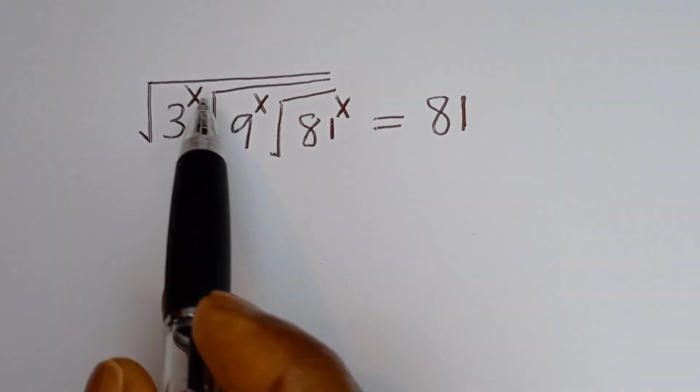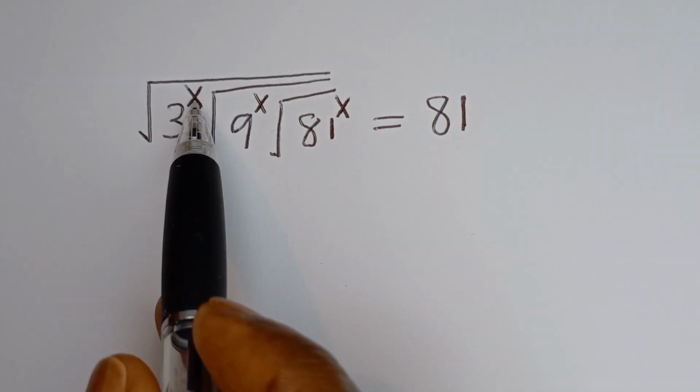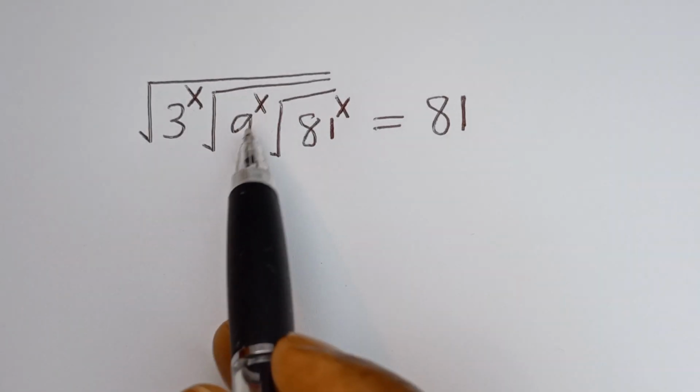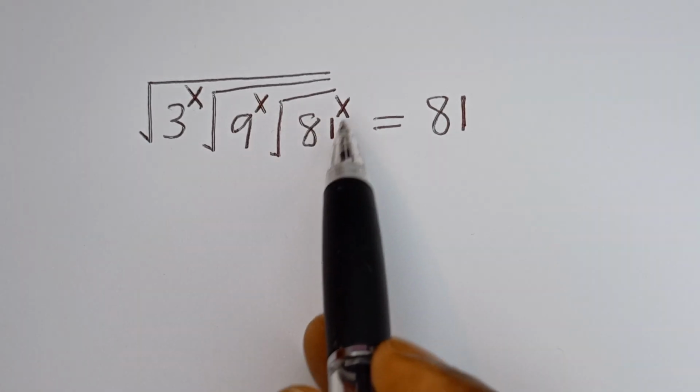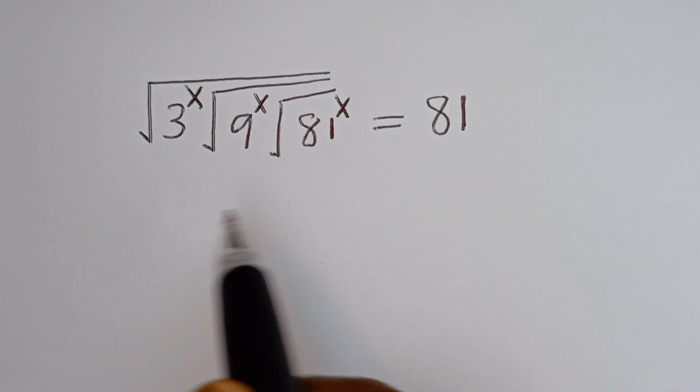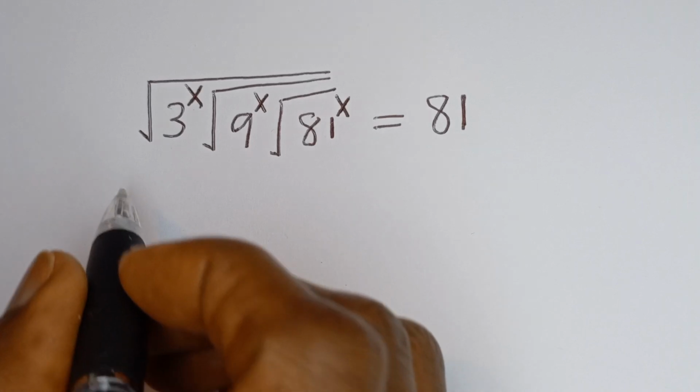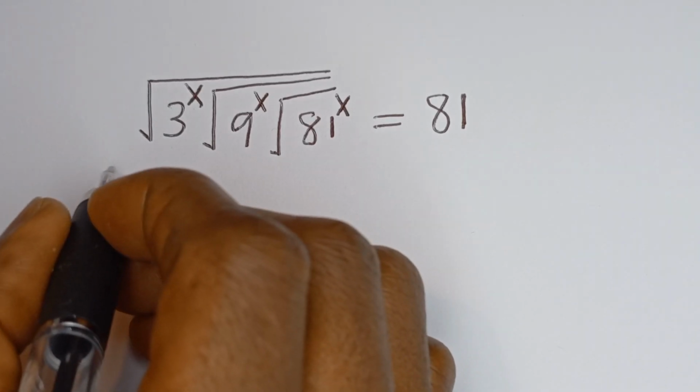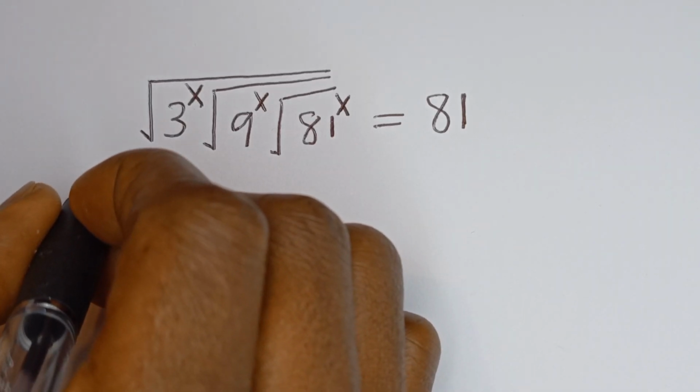Hello, how to solve for x in this equation: square root of 3 to the power of x and square root of 9 to the power of x and square root of 81 to the power of x is equal to 81. Here we are going to make use of two different methods. Let's consider the first method, method 1, solution.